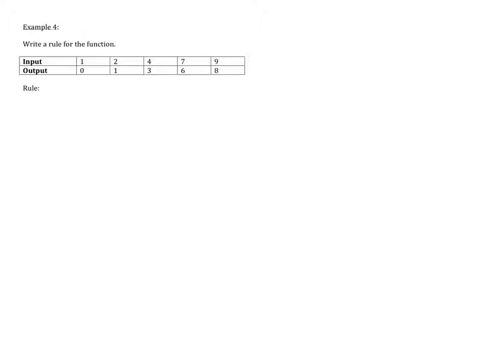So letting x represent our input and y represent our output, we got our y, the outputs, by taking our inputs x and subtracting 1. So when I ask for a rule of a function, really what it's just asking for is an equation that represents what's happening in our input and output table.